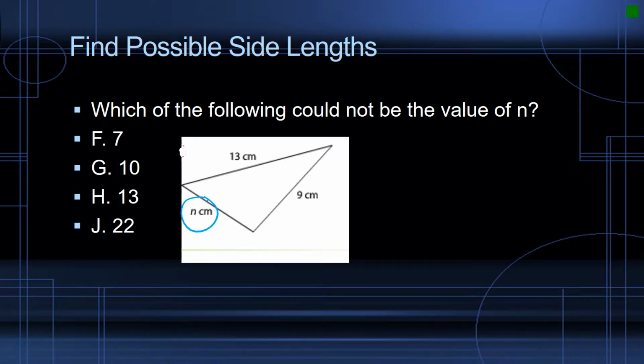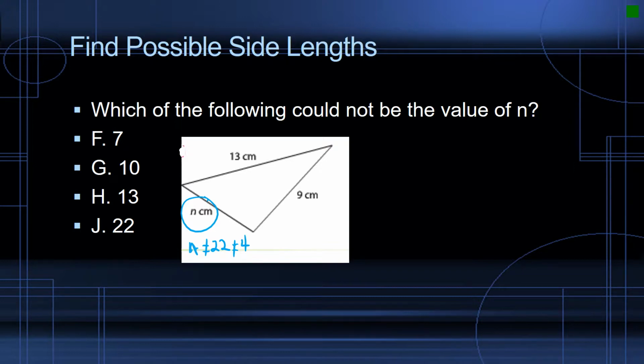In other words, there's got to be a range of values that n could equal and still satisfy the triangle inequality theorem. As an example, 13 plus 9 is 22. If those two side lengths are added together, then n could not equal 22. On the other hand, what if n was 4? Well, 4 plus 9 equals 13, but it's not greater than 13, so it cannot equal 4.